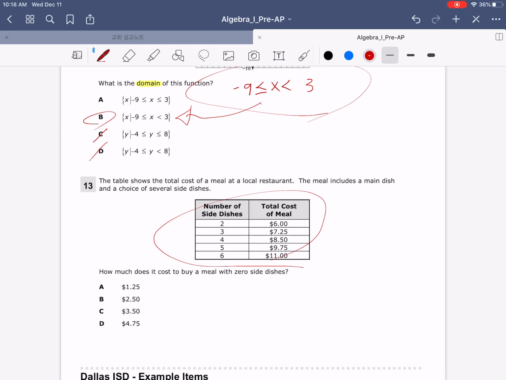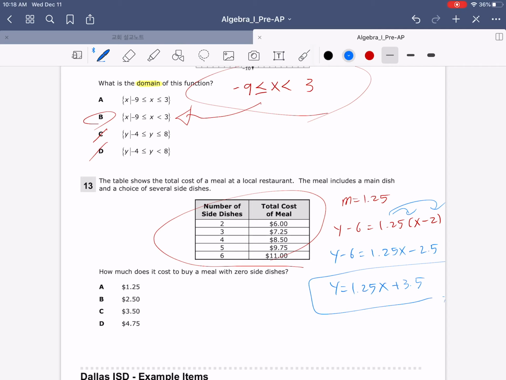Well, the slope is gonna be 1.25. y minus 6 equals 1.25 times x minus 2. Do not ask me how I did it so fast, because I just don't have time, so I'm just doing it right now. Minus 2.5. And if you do it, y is going to be 1.25x plus 3.5. So if you actually used a calculator, you should have this as your equation.